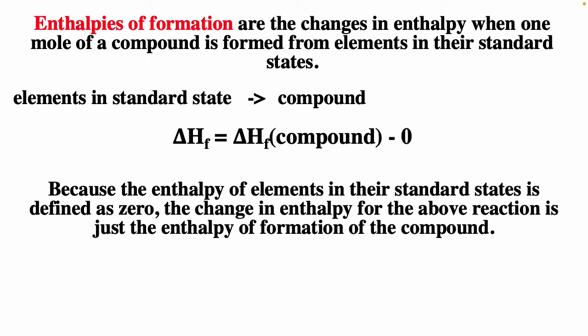And so enthalpies of formation are the change in enthalpy when 1 mole of a compound is formed from elements in their standard states. And so if you remember, we could not determine enthalpy of a compound in absolute terms. And so we define elements in their standard state as 0 enthalpy and measure everything relative to that. And so if you take the elements in their standard state and you form 1 mole of the compound, the change in enthalpy for this reaction is going to be enthalpy of the products, so enthalpy of formation of the compound, minus enthalpy of the reactants, which, because they're elements in their standard state, would be 0. And so that's how we get enthalpies of formation.